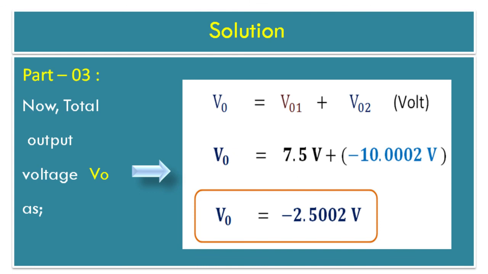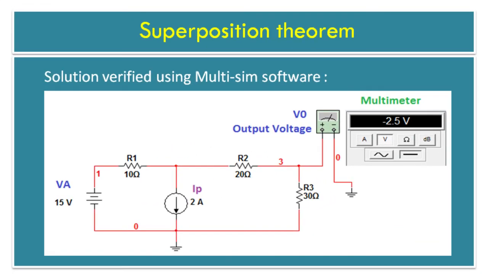Let's add the results and calculate total output voltage. V0 is equal to voltage V01 plus voltage V02. Substituting V01 as 7.5 volt and V02 as minus 10.0002 as previously calculated, we get total output voltage V0 is equal to minus 2.5002 volt. Using Multisim software, we have verified the value of total output voltage V0 is equal to minus 2.5 volt, which is the same as calculated using the procedure of superposition theorem.